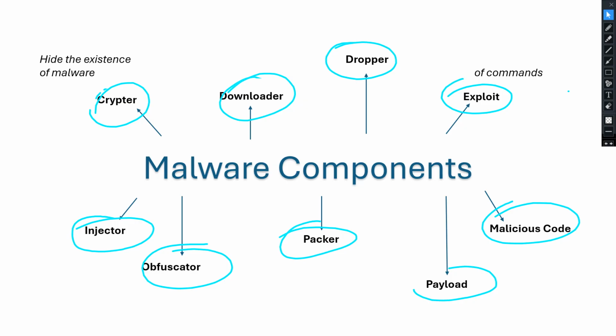Okay. So a cryptor is basically used to hide the existence of malware. It protects the malware from reverse engineering or analysis, and it is very difficult to detect by security mechanisms. Next one we have downloaders.